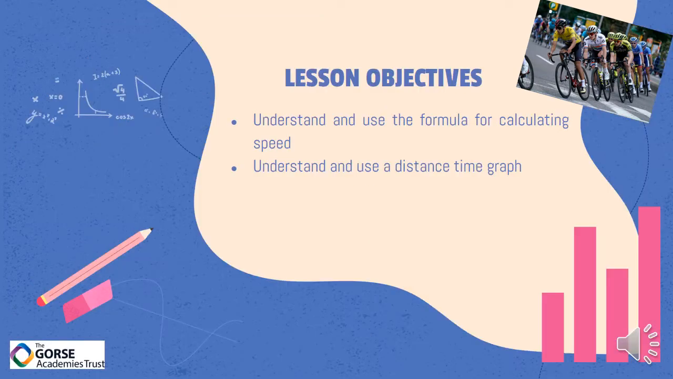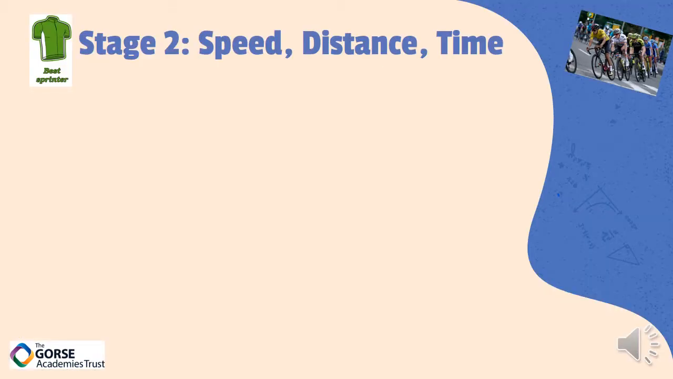So today's lesson objectives are as follows: to understand and use the formula for calculating speed and to understand and use a distance time graph. So we're on to the next stage of this two-part lesson.